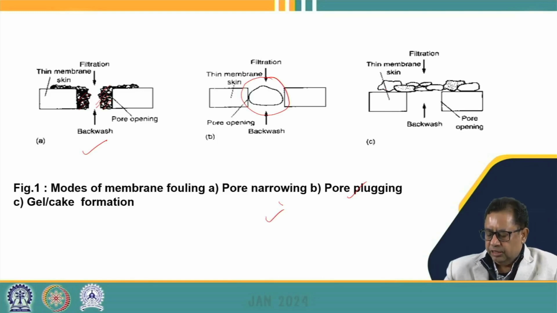It is possible that the bigger particles may form a layer, on which the smaller particles also get accumulated, and because of which a very thin layer of cake or gel is formed, and it will not allow the filtration process to take place further. So these types of mechanisms are found when we have filtration through the membrane surface, and they reduce the performance of the membrane process.